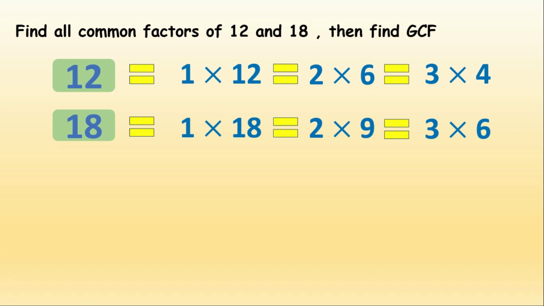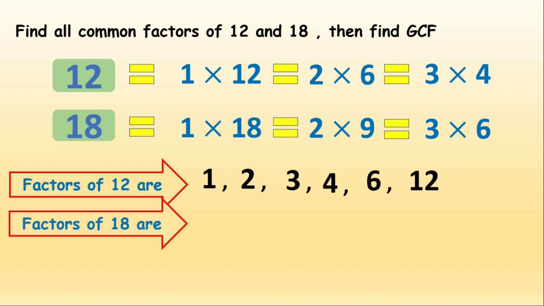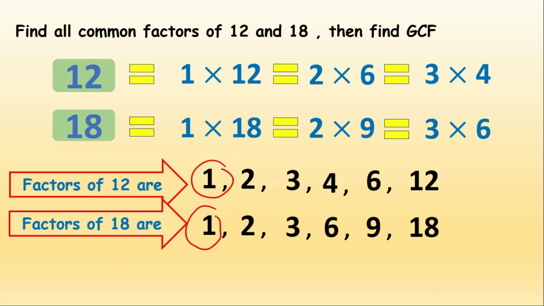Got it? So let's write factors of each number. Factors of 12 are 1, 2, 3, 4, 6 and 12. Factors of 18 are 1, 2, 3, 6, 9 and 18. So now let's find the common factors. 1 up and down, so 1 is a common factor. 2 is a common factor up and down. 3 is a common factor.